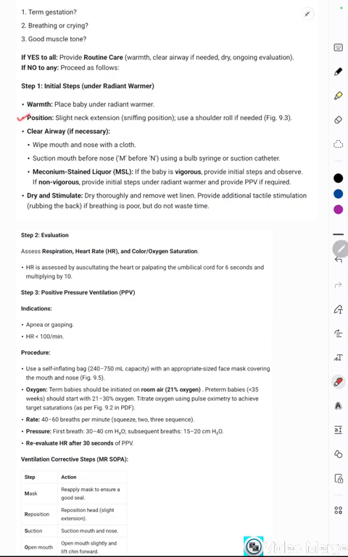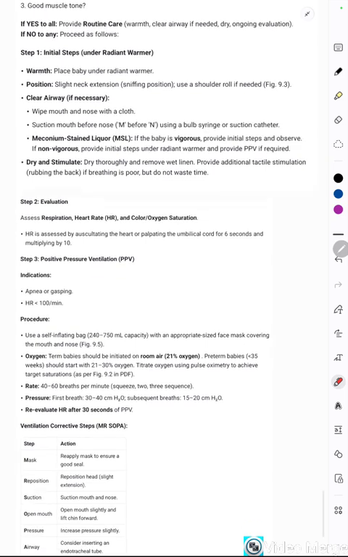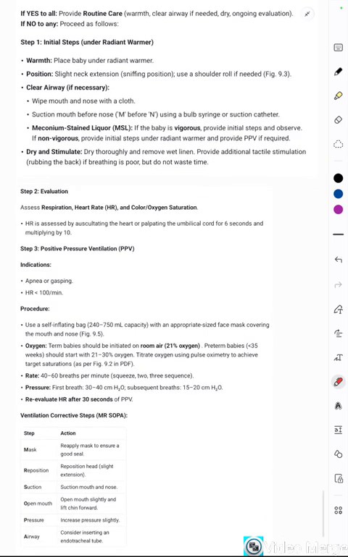Then the proper position, that is called the sniffing position, where slight neck extension is done. Clear the airway. The airway should be cleared from mouth to nose and not from nose to mouth. Meconium stained liquor: if the baby is vigorous, provide the initial steps and observe. However, if it's non-vigorous, then provide positive pressure ventilation. Then we have to dry the baby and stimulate. Tactile stimulation from the back or flicking of the toes should be done.